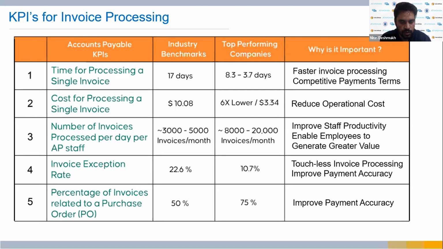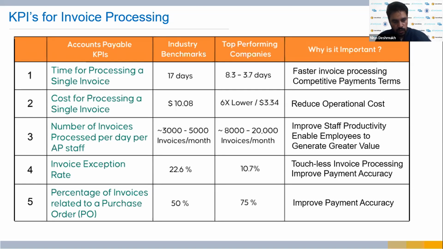Then the number of invoices processed. In the industry benchmark, they could process 3,000 to 5,000 invoices per month. Using the application, or using automation, we could process 8,000 and more than 20,000 invoices per month. And for the exception rate, you could see that 22.6% is there, and here you can see that 8.7% is there. So touchless invoice processing improves the payment accuracy as well.